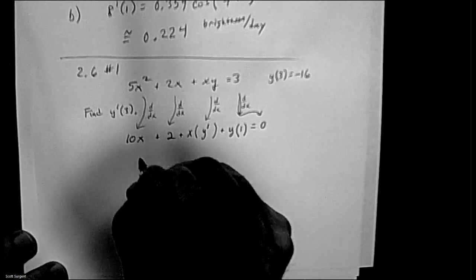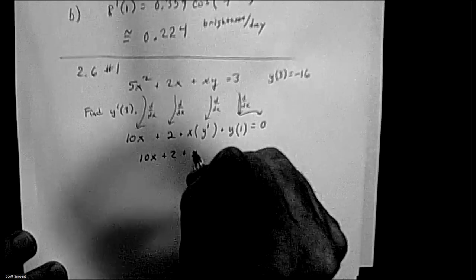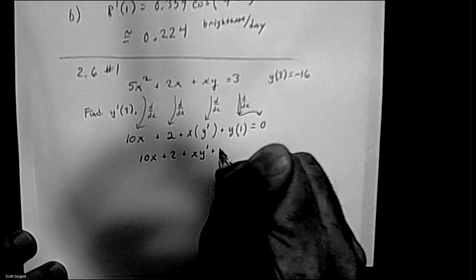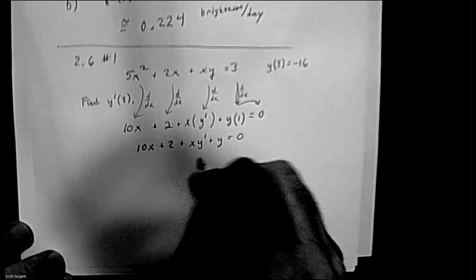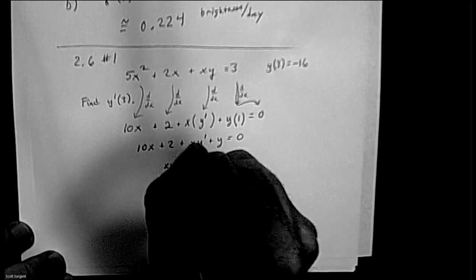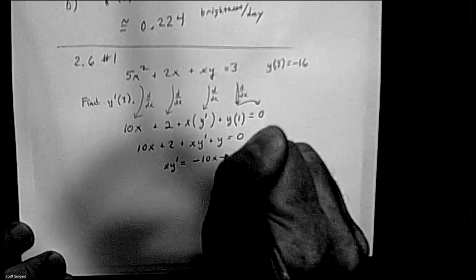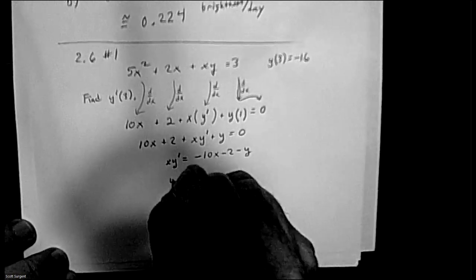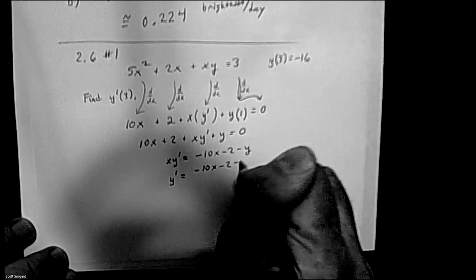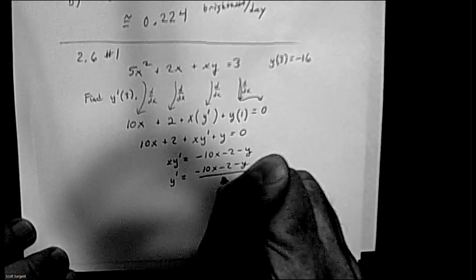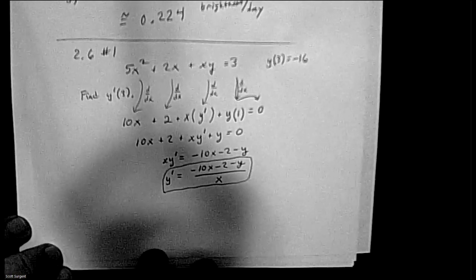Let me clean this up just a tad. And normally what you do is you isolate the y prime. So let's get everything that doesn't have a y prime to the other side. And then let's divide by that x. So everything is isolated now. Now that's the derivative in generic form.